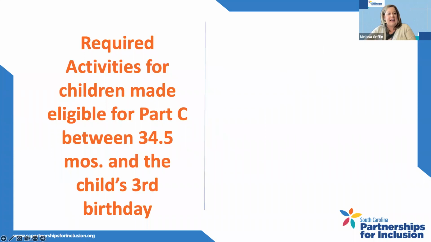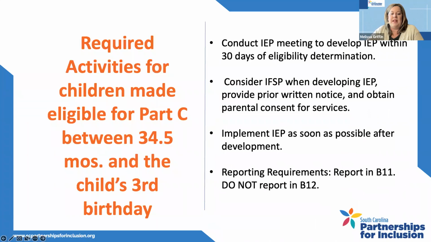Moving on down the line, we're getting closer to that 3rd birthday. So this is for kids made eligible between 34.5 months and the child's 3rd birthday. And you would conduct the IEP meeting within 30 days of eligibility determination. Again, all the same steps considering the IFSP, implementing the IEP. The big thing to note with this one is that you would not report on B12.